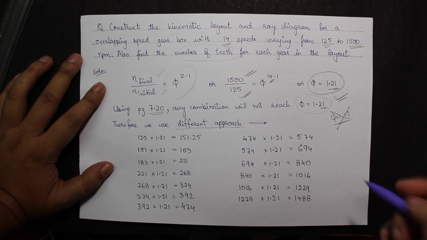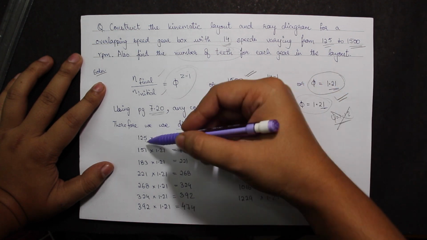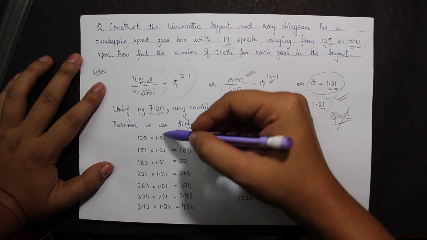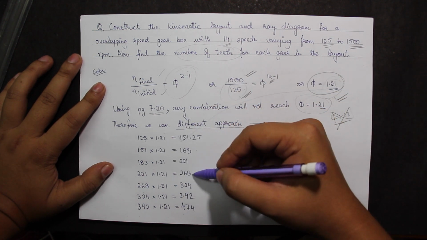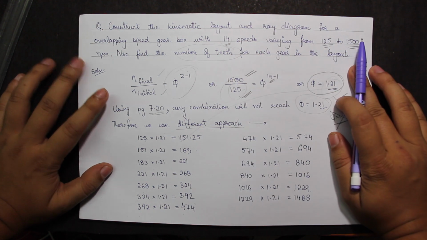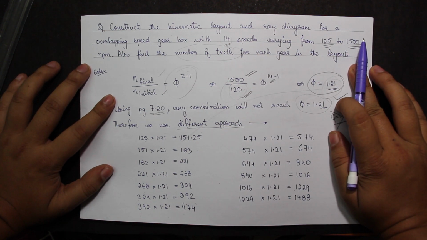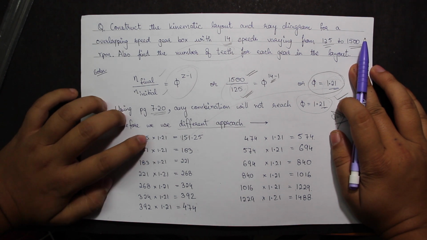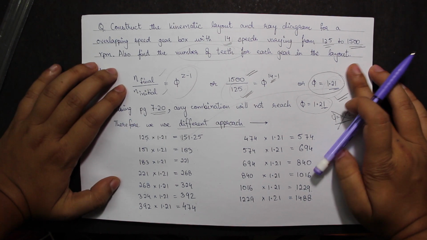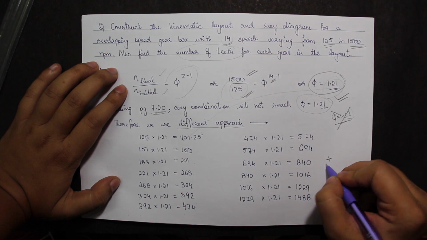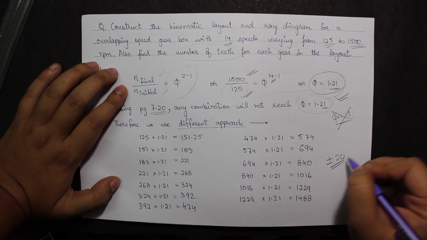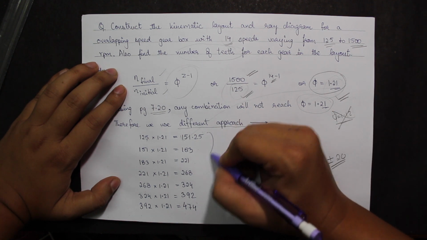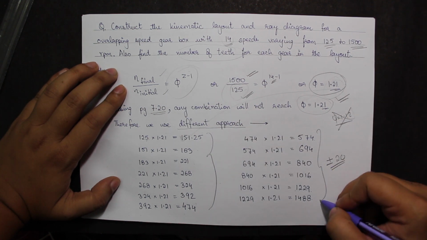I'll take my initial speed of 125 and then start multiplying by 1.21, the value of phi, to obtain all the speeds. I'll be doing this step 13 different times to obtain the 14 speeds which I want, starting from 125 to 1488, which is really close to 1500. A gap of about 10 to 20 plus or minus can be taken. Also, I have rounded off all the values I have obtained for the different speeds to the nearest integer.